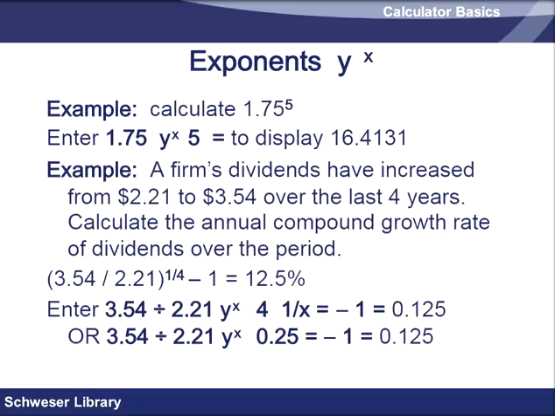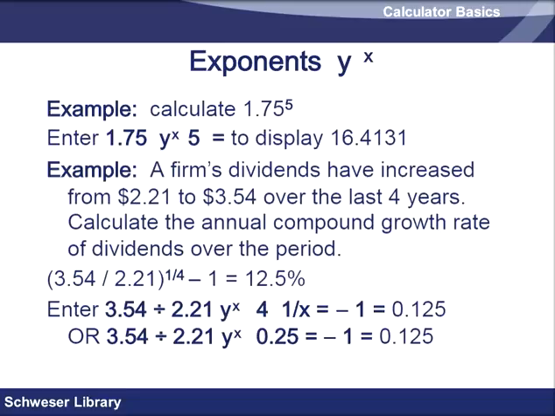So here's our example. We want to calculate 1.75 to the 5th power. So we enter 1.75 and then hit that y to the x key. It's just above the 9. And so you hit the y to the x key, hit the 5, and then hit equal, and that's what it gives you. It gives you 1.75 to the 5th power.